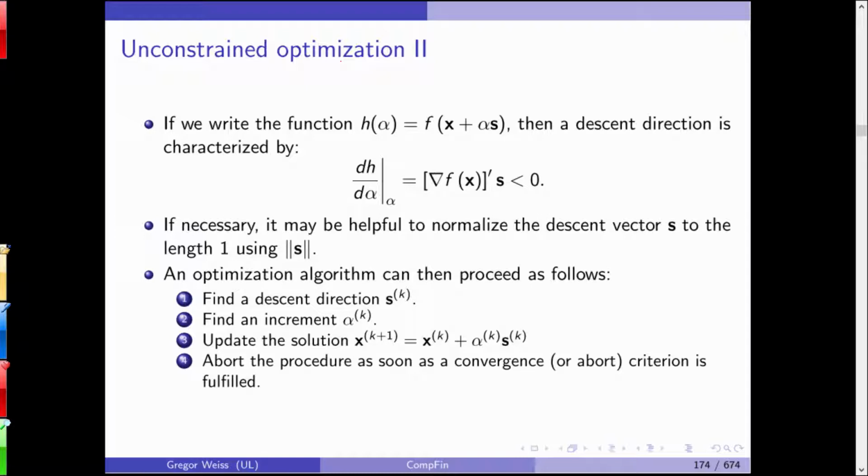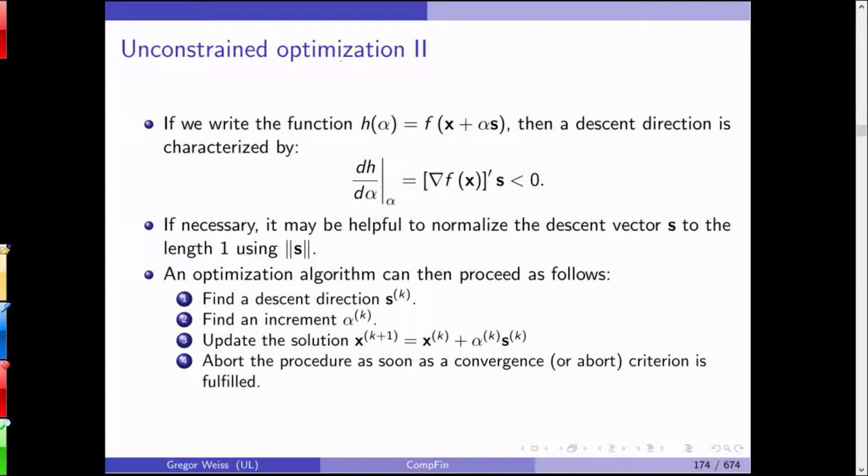So if we write this function h at alpha equal to f at x plus alpha times s, a descent direction is characterized by what? We take the derivative of h with respect to alpha at alpha, then this is equal to the gradient of f transposed times the vector s, and this has to be smaller than 0. Then this means that this is a proper descent direction. Now, if necessary, it might be helpful to normalize this descent vector to length s.